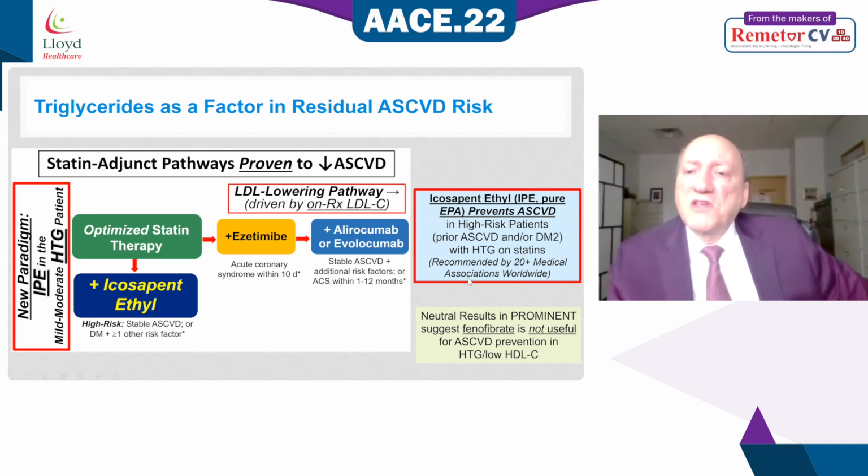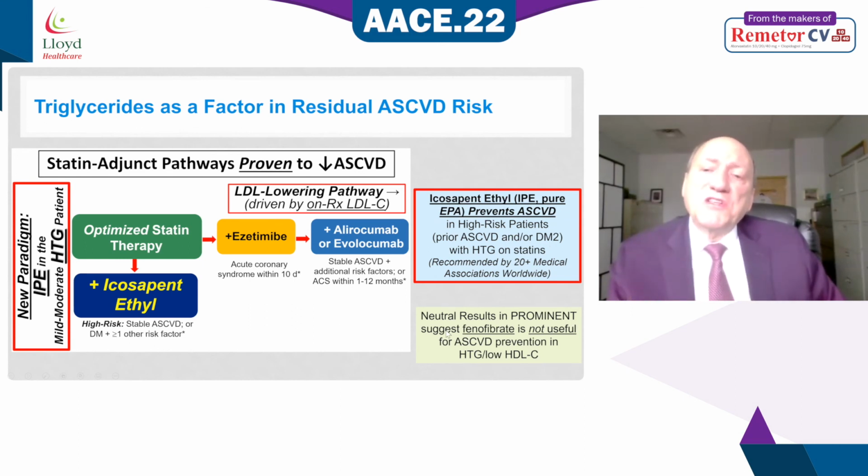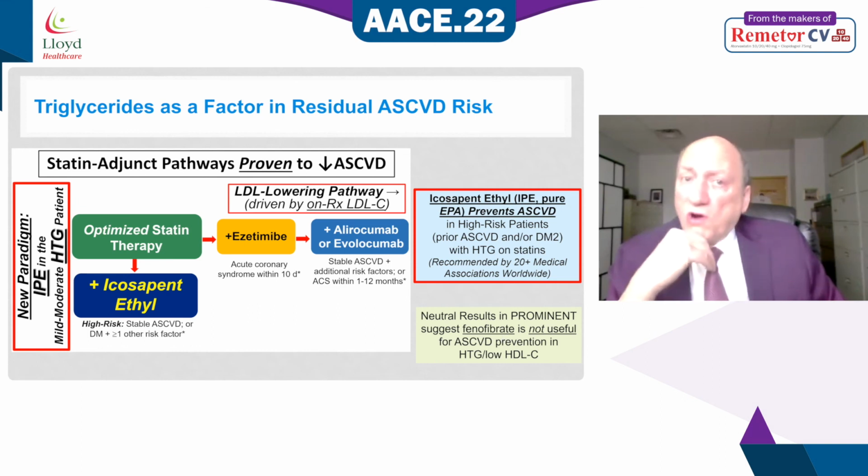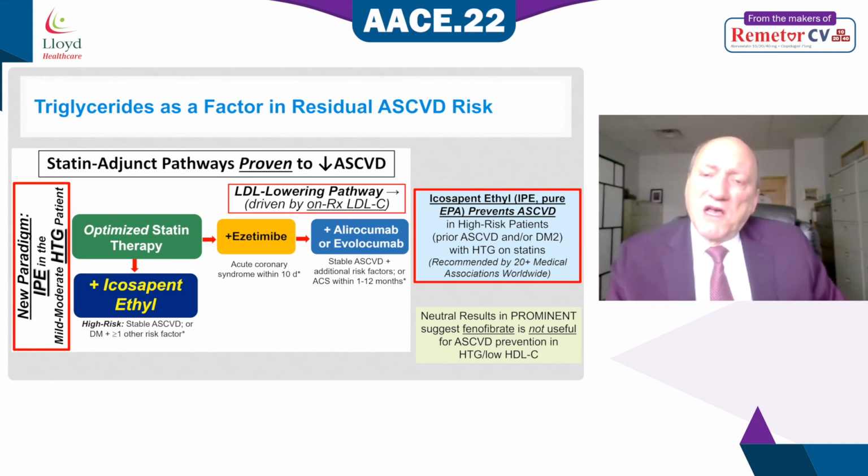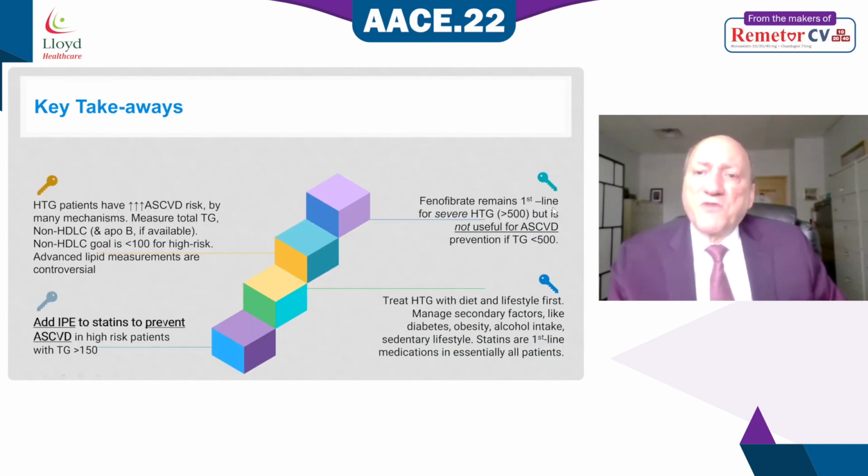More than 20 medical associations have recommended what I just told you about icosapent ethyl in these patients, treated with statin first always, but with a prior event or diabetes or both. And of course, you have a lot of those patients. And then just in passing, a brand new study, PROMINENT, has suggested neutral results, which says that maybe fenofibrate, which we've used a lot for ASCVD prevention, may not work. So fenofibrate is, as I'll show you here, first line for severe hypertriglyceridemia, but probably not useful for prevention if the triglycerides are under 500.